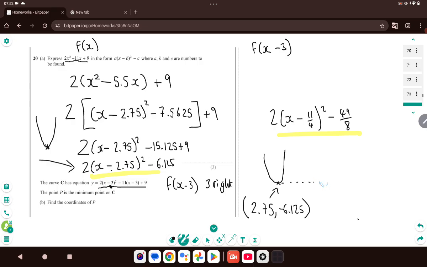So if you can see, the y coordinate wouldn't change. To find the coordinates of P, that minimum point, the y coordinate would not change, would it? It would be still minus 6.125. What would happen to your x coordinate? Well, we're moving 3 to the right. So we just simply need to add 3 to your 2.75, so it's 5.75.